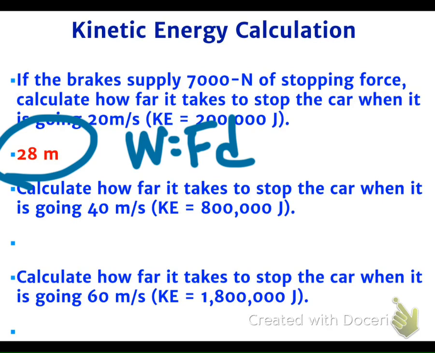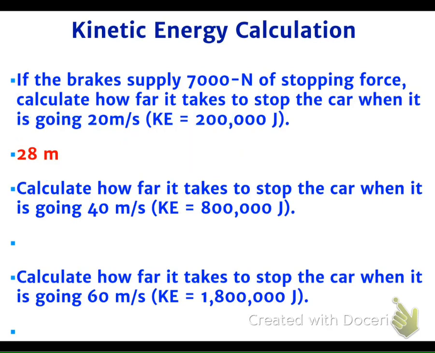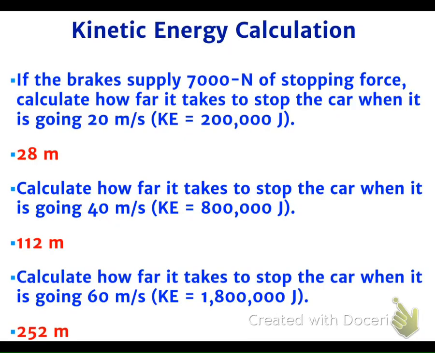Then, if we do the same thing for the next faster car, going at 40 meters per second, it now takes 4 times as far to stop. Bye-bye, bunny. And then, instead of doubling the speed, you quadruple the speed. It takes you 9 times as long to stop.